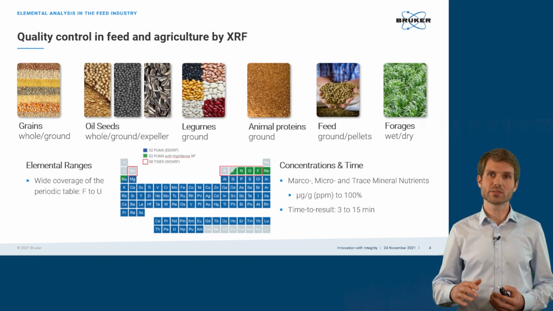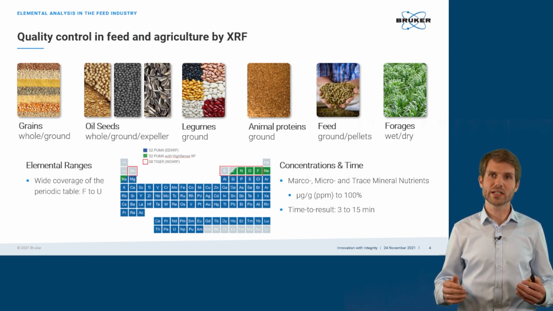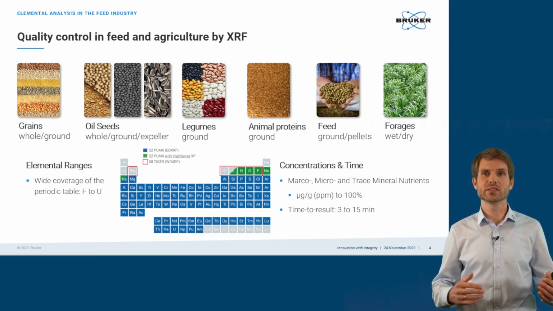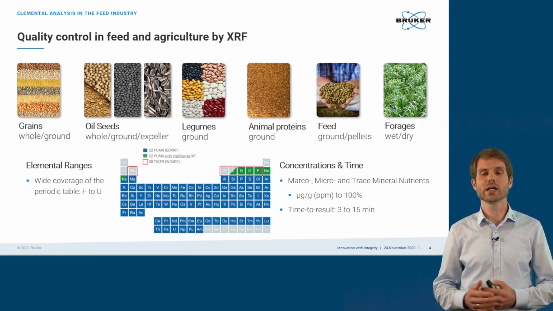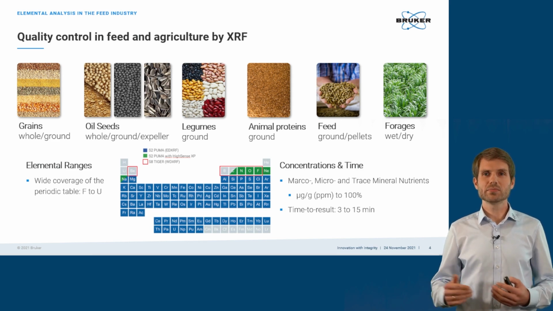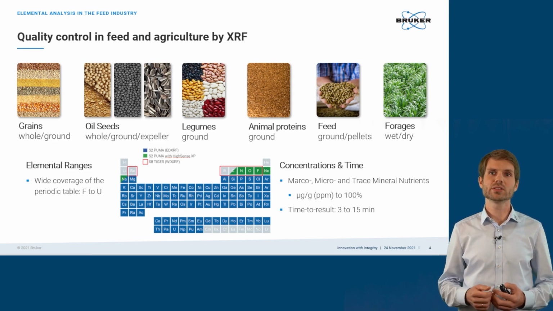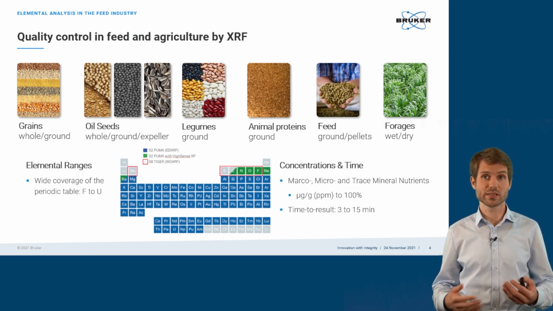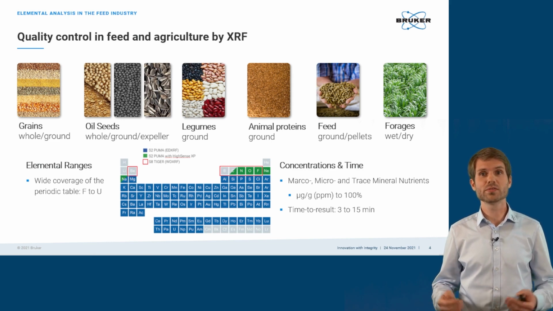So we're talking about ppm or microgram per gram, sometimes even sub-ppm level, up to 100%. It's actually an advantage here that we can cover this in one calibration, the low concentrations as well as the high concentrations. Time to result depends a bit on the application you're doing, the number of elements, and the equipment you're using. There are different types of equipment out there, but typically we're talking about 3 to 15 minutes, mostly like 5, 6, 7, 8 minutes.